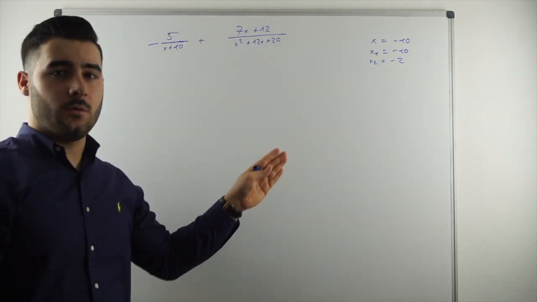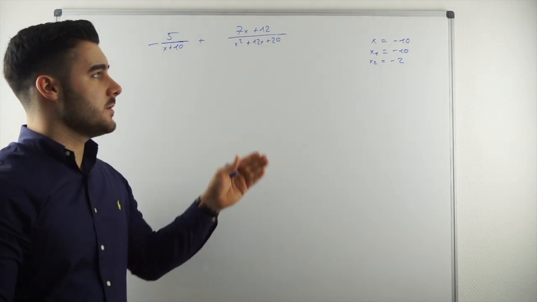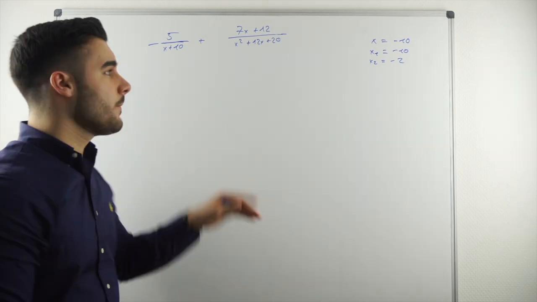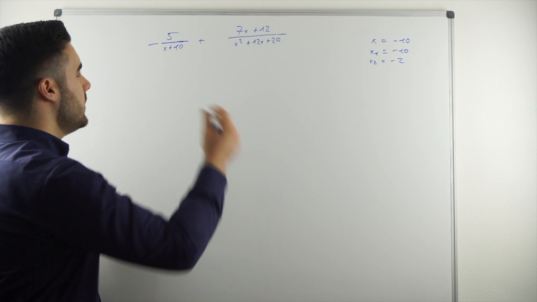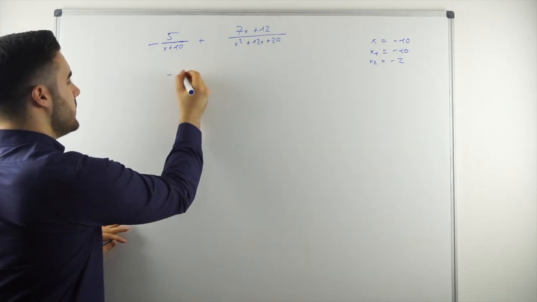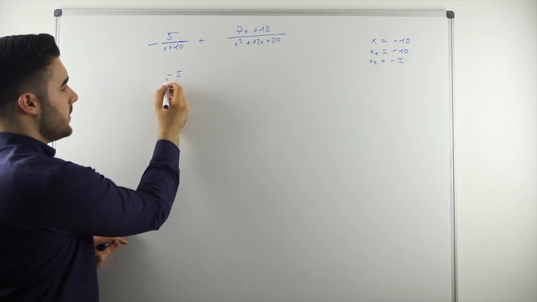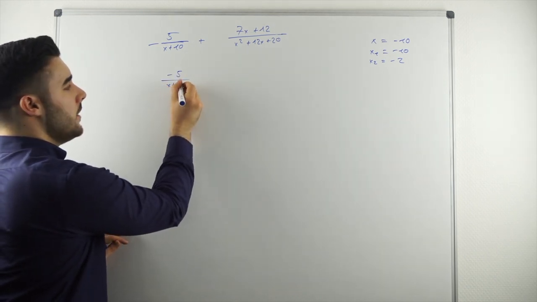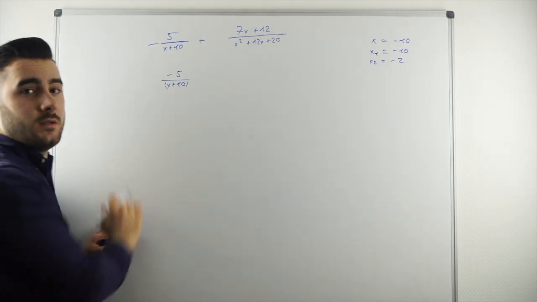With this knowledge we can move further, and we do this in order to find a way to rewrite our denominators. For this first fraction we don't actually need to rewrite anything. What we can do is pull the minus sign into the numerator, so that we have minus 5 in the numerator, and for simplicity, and you will see why, we put x plus 10 in brackets.